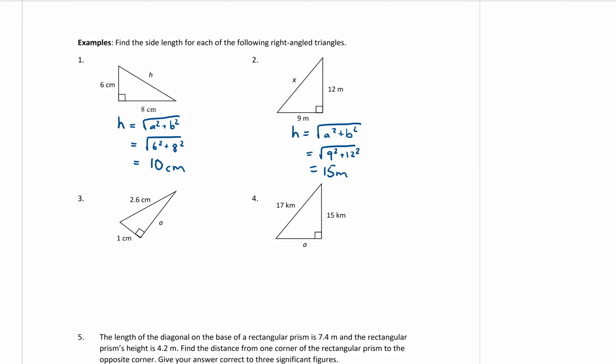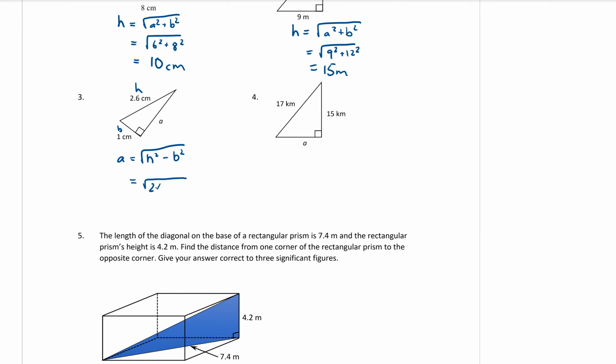I am trying to find A over here, which is right next to my right angle, so that's one of the shorter sides. The shorter side formula is the big square root of the hypotenuse minus the other side, squared. Okay? Now this one, it is important which one is which. The hypotenuse has to be that 2.6, and the b is going to have to be that 1. So subbing those in, you will get 2.6 squared minus 1 squared. And that comes out as 2.4 centimetres.